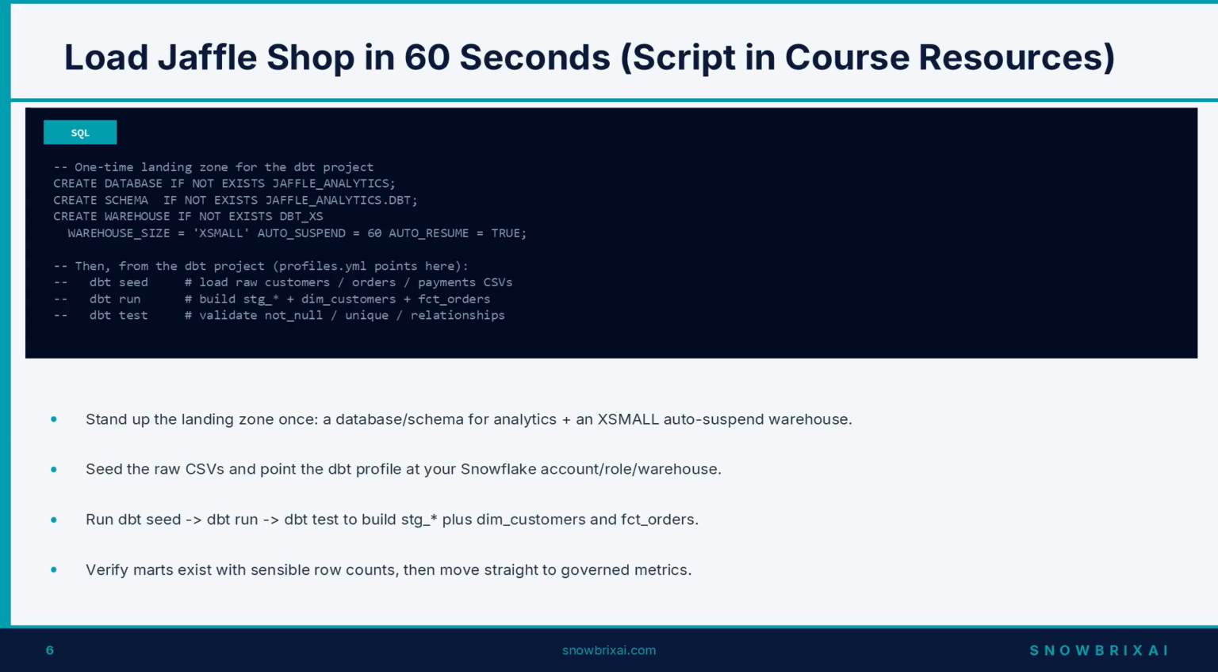Watch the load montage. The full script lives in course resources. On the Snowflake side, stand up the landing zone once: a database, a schema for analytics, and an extra small auto-suspend warehouse for the transformations. Then, from the dbt project, dbt seed loads the raw CSVs. dbt run builds the staging tables plus dim_customers and fct_orders. dbt test validates not null, unique, and relationships. Verify the marts exist with sensible row counts. We are not reading setup line by line. Point your profile at Snowflake and move straight to defining governed metrics.